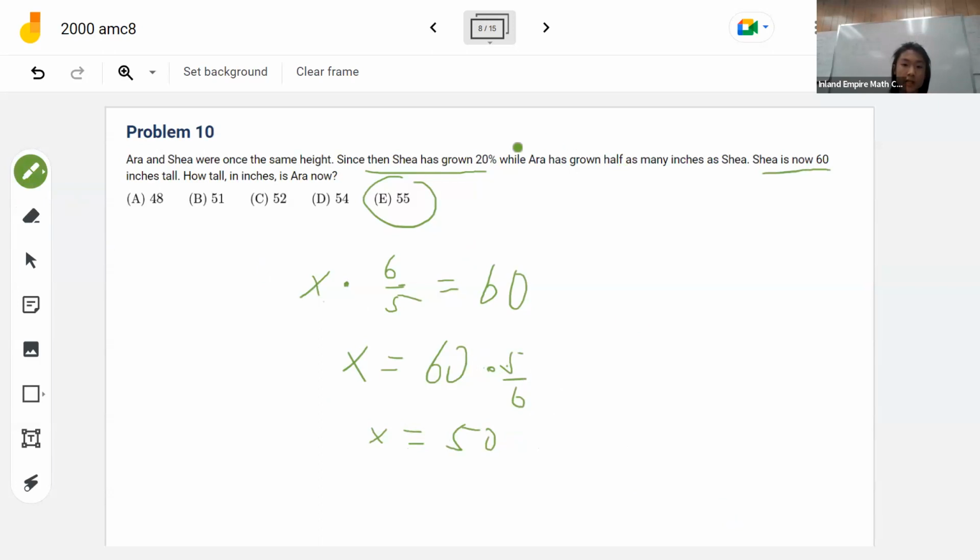So now she grew 10 inches. And Era grew half as many inches as Shia. Right? So the difference is 10. 10 divided by 2 is 5. And then they were once the same height. So 50 plus 5 gives us our answer, 55 inches.